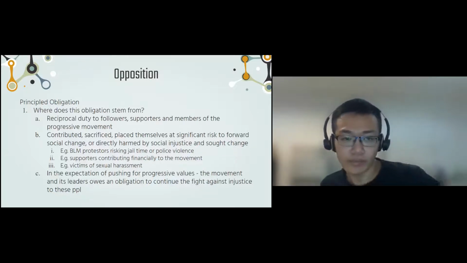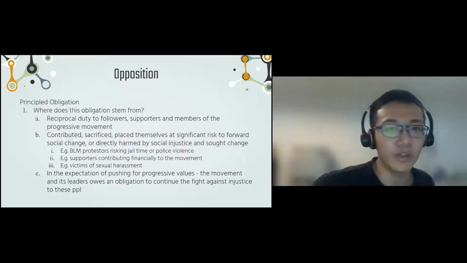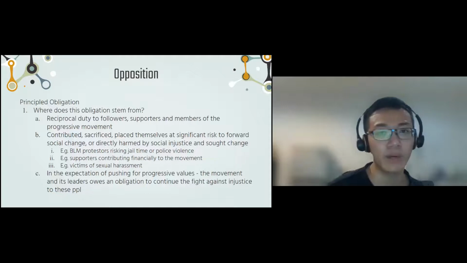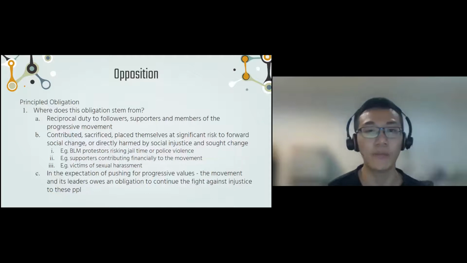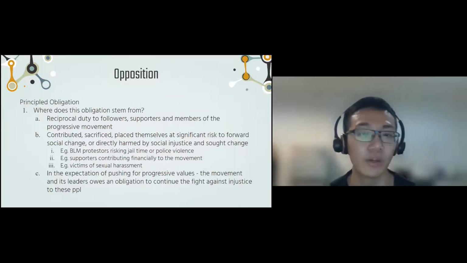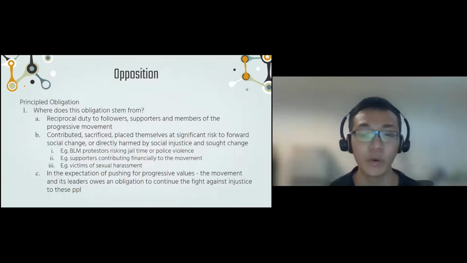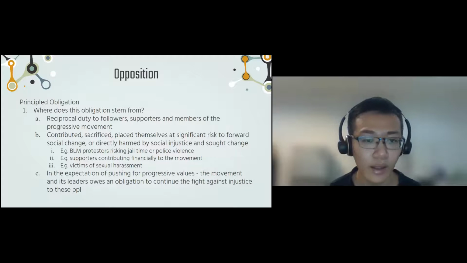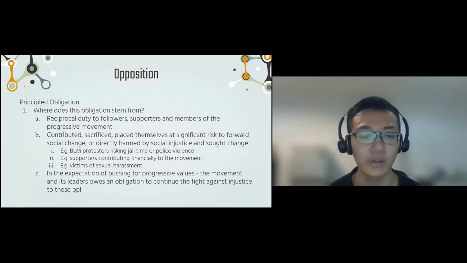And yeah, I will just note that there is probably some significant overlap between the three stakeholders that I talked about, between people that sacrificed, people that donated, and people that are hurt by social injustice. These can be the same group of people across the board. But the point here is that because these people contributed to the movement, the expectation that the movement would push for its ideological values is what imposes an obligation on the movement to maintain its values here. So the movement and its leaders owed an obligation to this community to continue the fight against injustice.